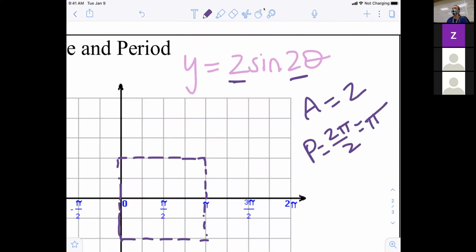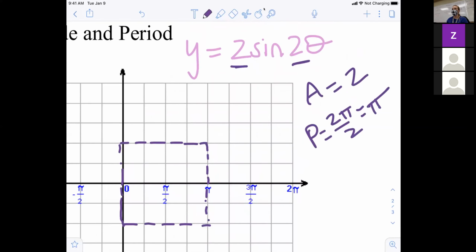Anyone have any questions yet? Yep. We've done the same number twice now. The next one will be different, and you'll see how that changes it. So you take whatever the number in front of theta or in front of x is, and you divide 2 pi by it.